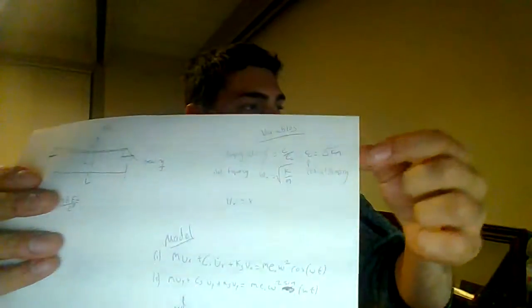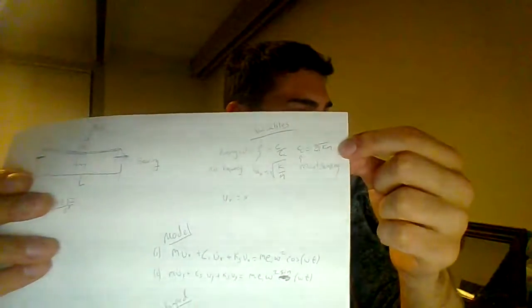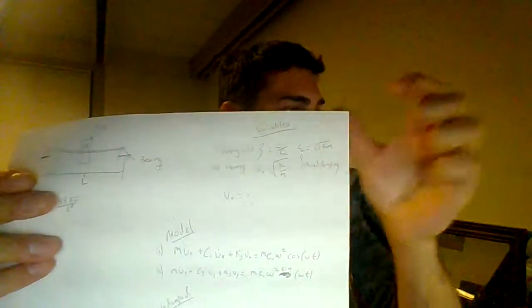And then looking up here at the top, just a reference for the variables used. So the damping ratio is equal to C over the critical damping factor, which is 2 multiplied by the square root of K. And then the natural frequency is equal to K over M.